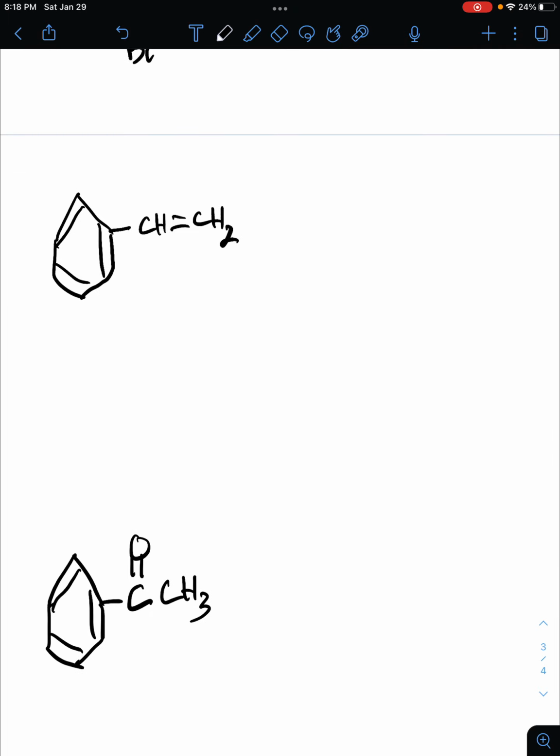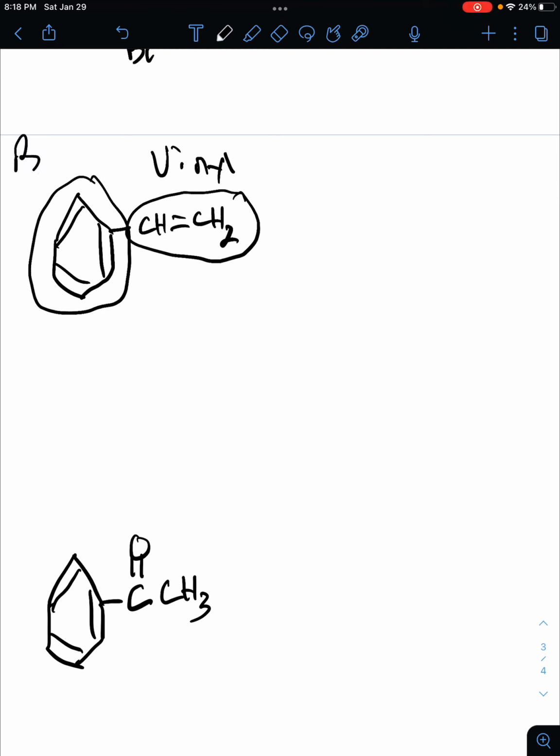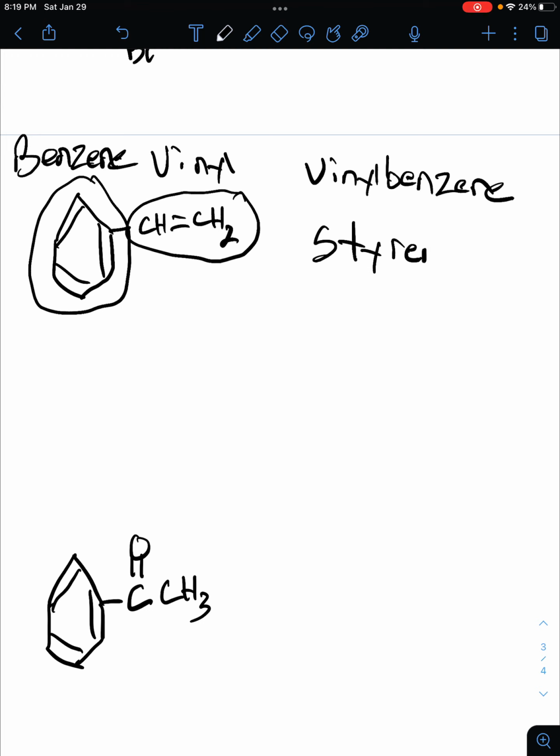Now, if you remember this from Organic 1, this is a vinyl group. And you could call this vinyl benzene. Since this is a vinyl group, you could call this vinyl, and this is a benzene group. You could call this vinyl benzene, and you would not be wrong. However, it's rarely called vinyl benzene, and instead it's called styrene. This is the common name for it.